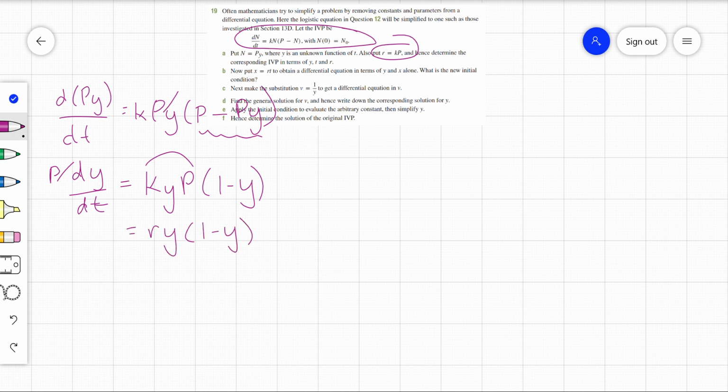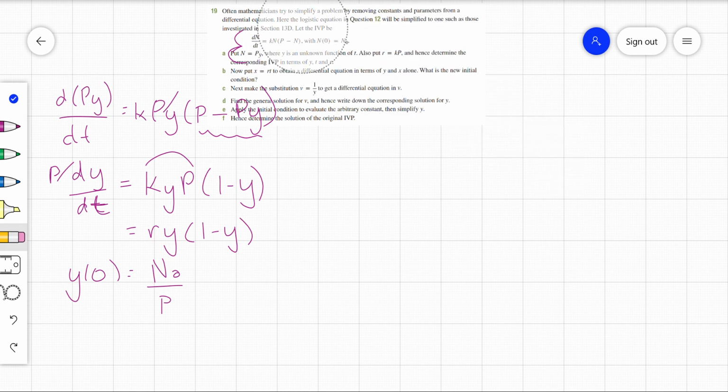And remember that to find our initial conditions, when t equals 0, we know that N equals N0, alright? So therefore, because Y equals N on P if I rearrange that, Y0 is going to be our N0 on P.